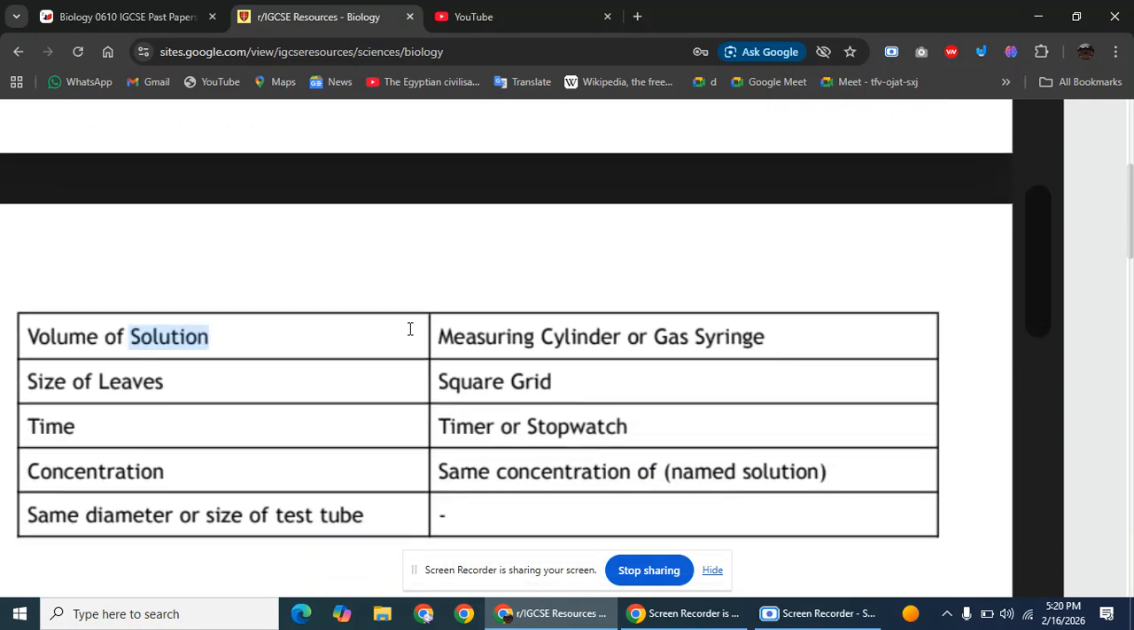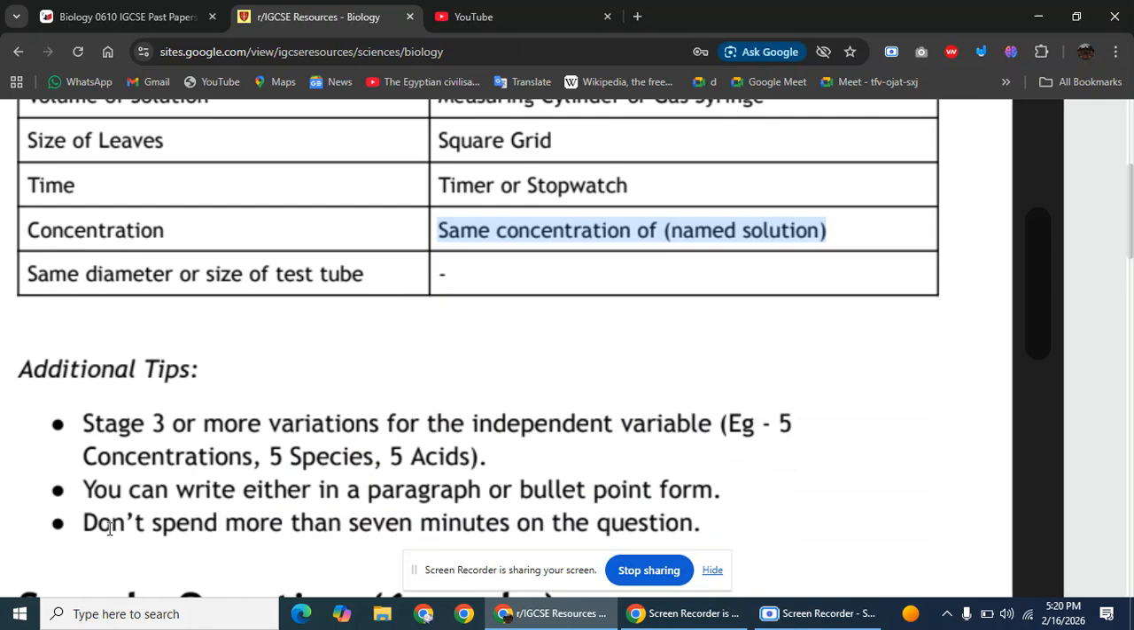Volume of solution. How do you control volume of solution? Using a measuring cylinder or gas syringe. Size of leaves. How do you do that? Use a square grid. Time can be measured using a timer or stopwatch. Concentration: use the same concentration of the named solution, and the same diameter or size of the sample being tested.